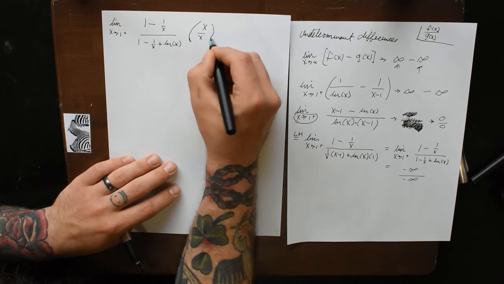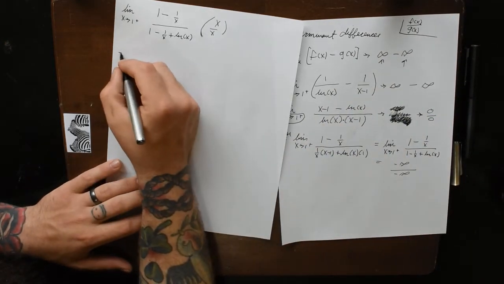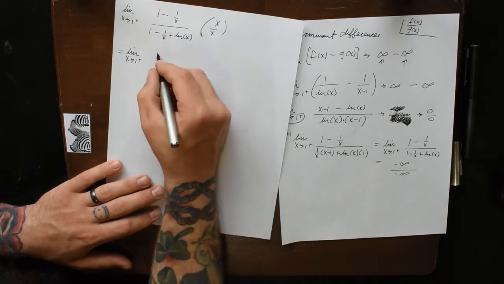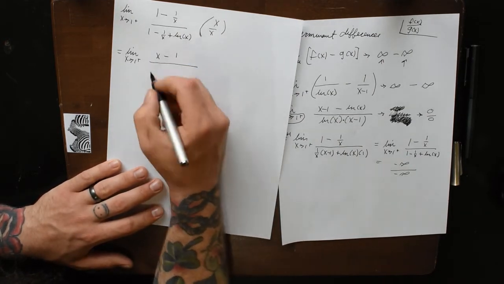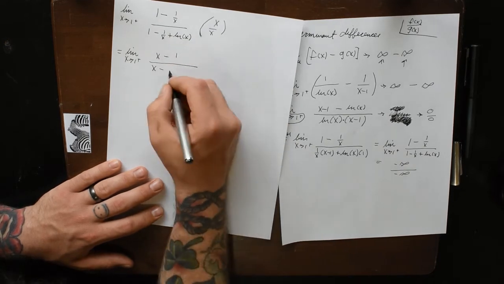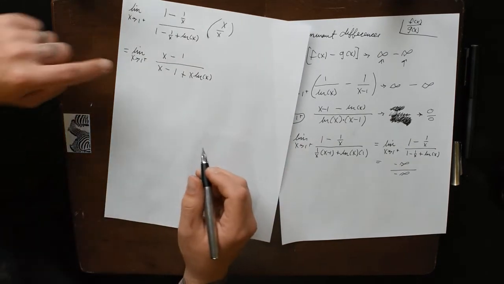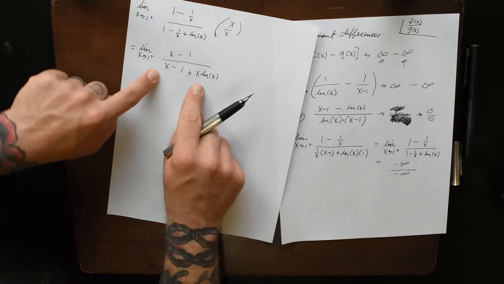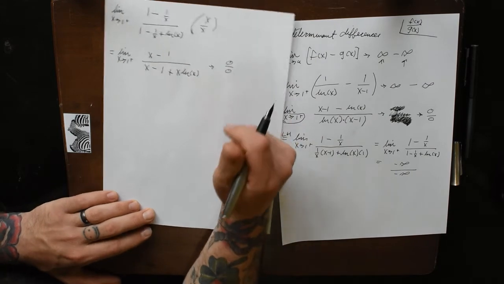X over x. Just to make our algebra a little bit easier, or honestly to make our future calculus a little bit easier, this is going to be equal to the limit as x goes off to 1 from the right of x times 1 is an x, minus x times 1 over x is 1, divided by x times 1 is x, minus x times 1 over x is 1, plus x ln of x. And we still want to check, we'll get a 0 divided by 0, so we're still in an indeterminate form, 0 over 0, which makes sense.